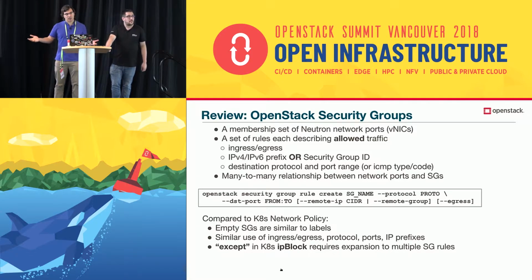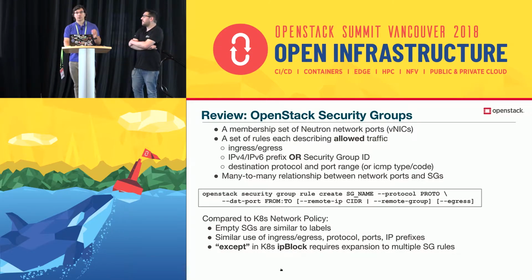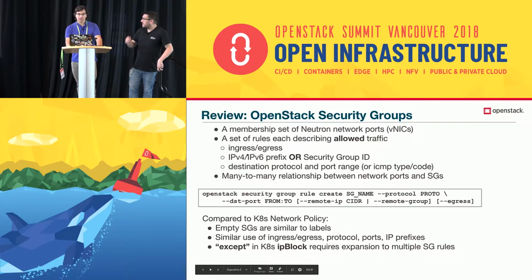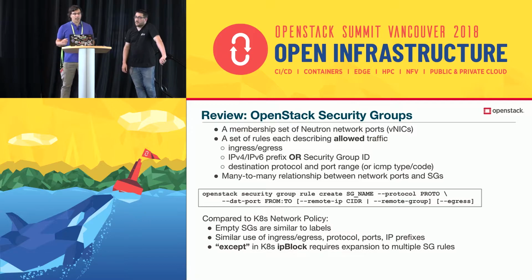Well, OpenStack's security primitive is the security group. Just to recap, if you're not familiar, security groups are a membership set of ports. They are a membership set themselves, but they are also a set of rules for allowing traffic. So it's a whitelist of traffic. That's the second bullet here, and they can specify ingress, egress, IP address prefixes, destination protocols, and ports.